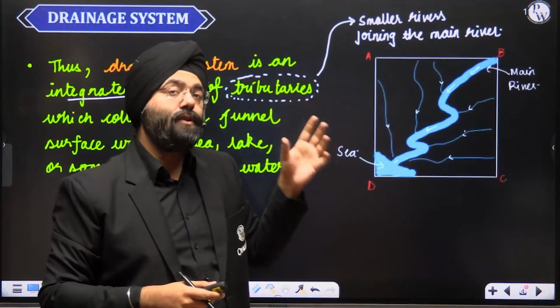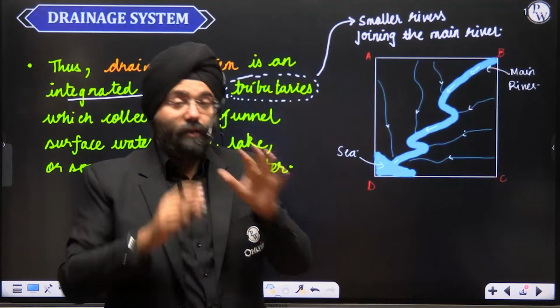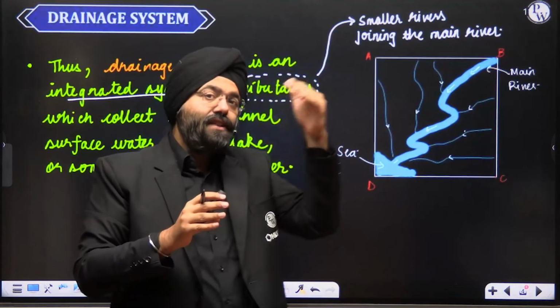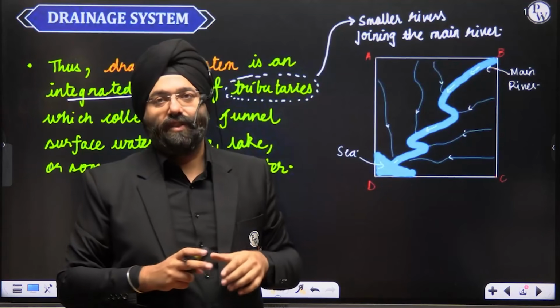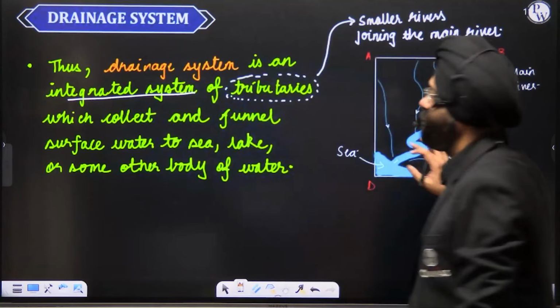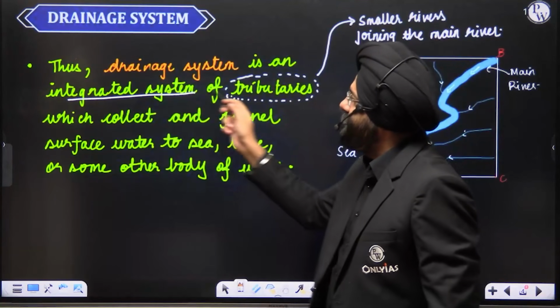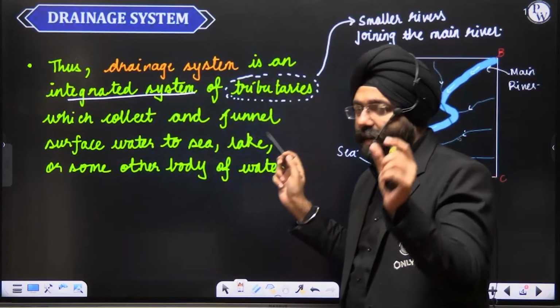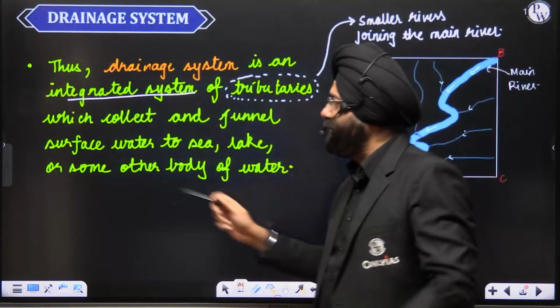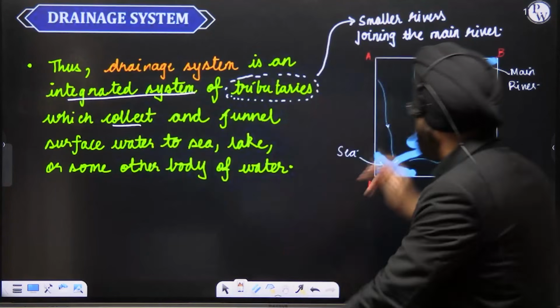So it is integrated because it includes not only the main stream, but it also includes the tributaries that are associated with that main stream, right? Main stream or main river. Main stream over here means main river. The drainage system is an integrated system of tributaries. That means the main stream or the main river along with its tributaries, which collect what is going on.